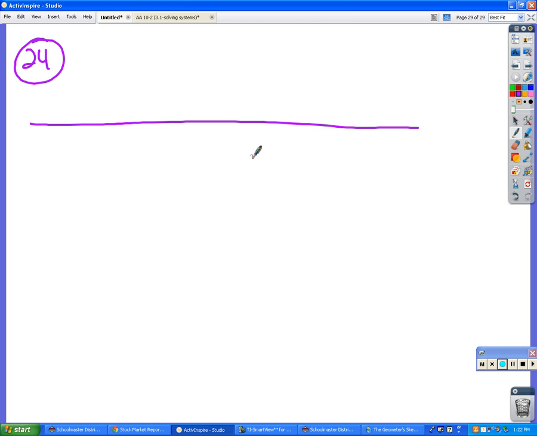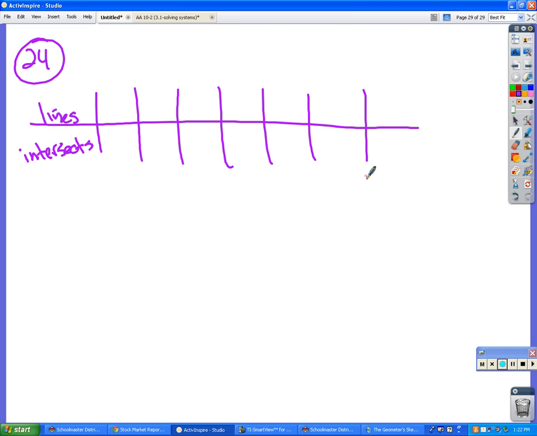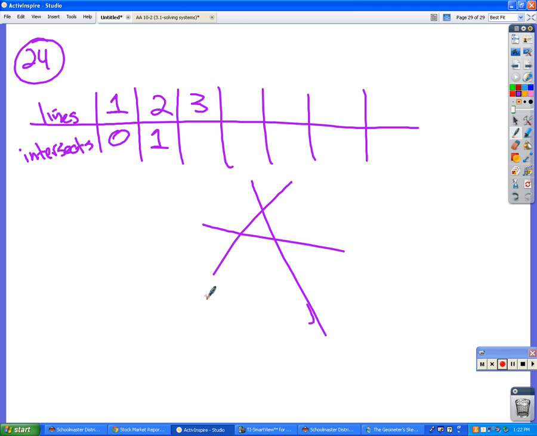All right, so 24. The funny thing happens. This time we are looking at lines and intersections. And so if I have one line, how many intersection points are there? 0. If I have 2 lines, how many intersection points are there? 1. If I have 3 lines, how many intersection points are there? 3.